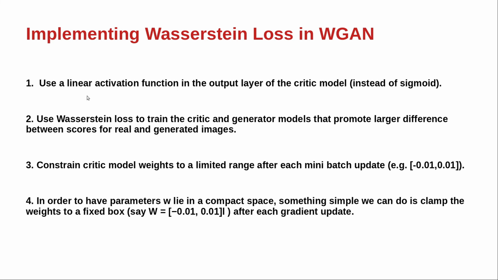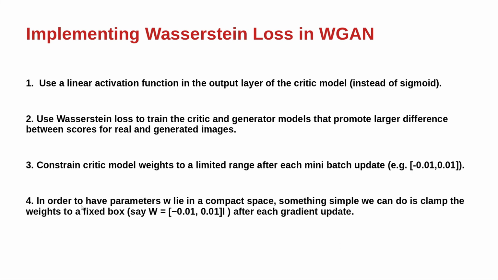So first, use a linear activation function in the output layer of the critic model instead of a sigmoid. Remember, in a regular GAN, we use sigmoid as the very last step in the discriminator. Then use Wasserstein loss to train the critic and generator models that promote larger differences between scores for real and generated images. Then constrain critic model weights to a limited range, that is weight clipping, after each mini-batch update, for example between minus 0.01 and plus 0.01, and this range is defined as a hyperparameter to the training function. We will see that in my next video when we implement it from scratch.